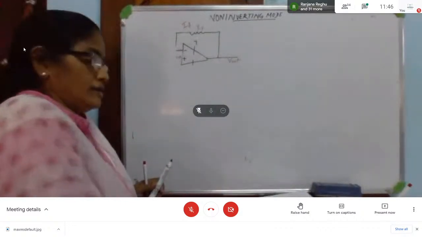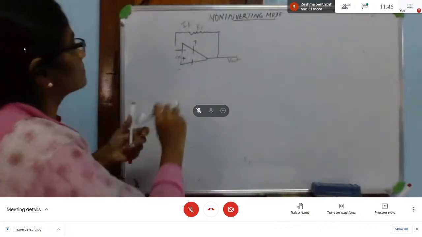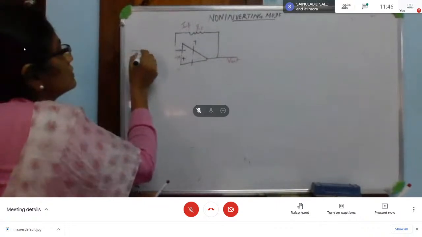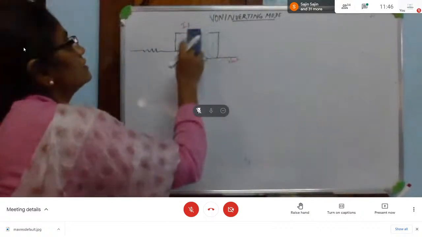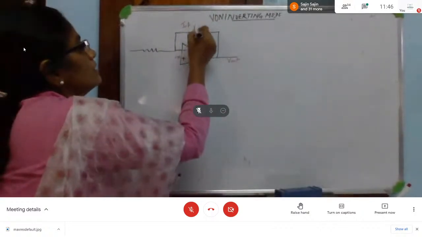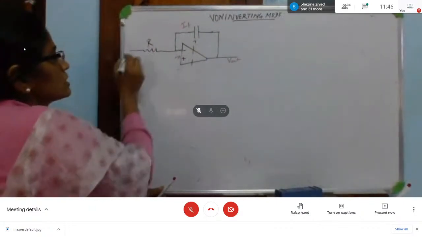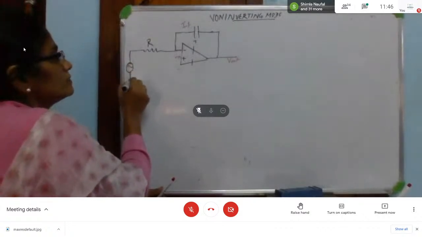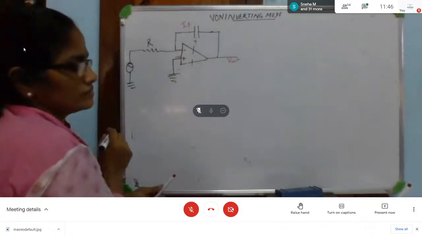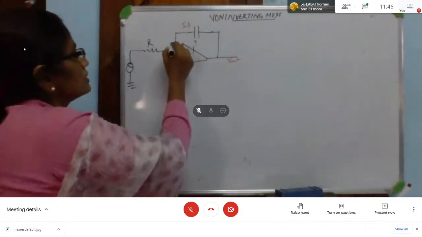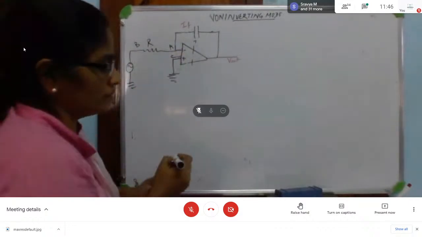Now we have our integrator and then differentiator. Integrator, as we discussed, the feedback element is a capacitor instead of a resistor. Here you have your resistor. You give your signal here. This is earth. So this is the situation. I'll call this A, B, C, as I did earlier.